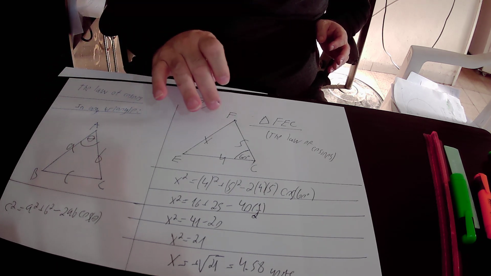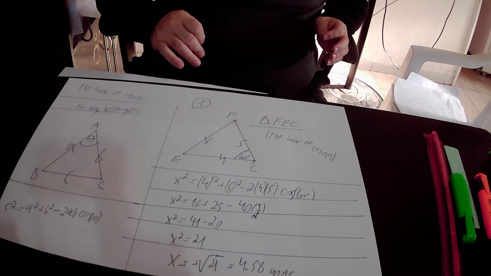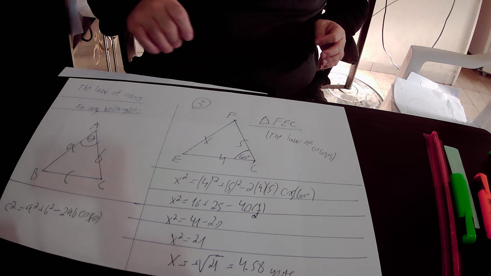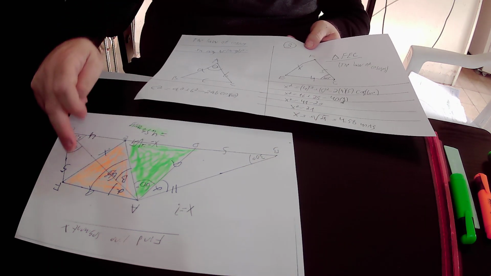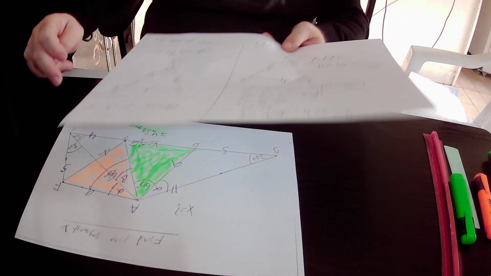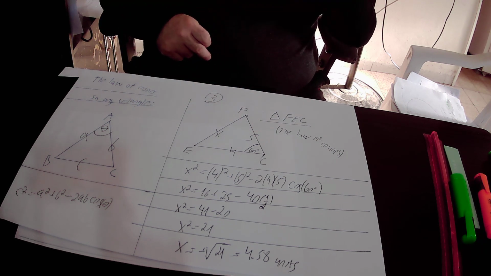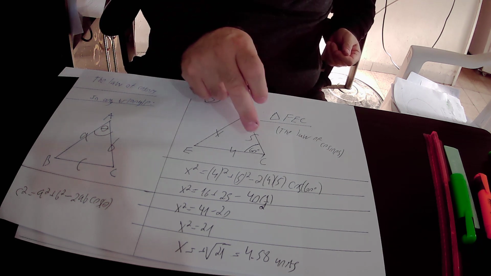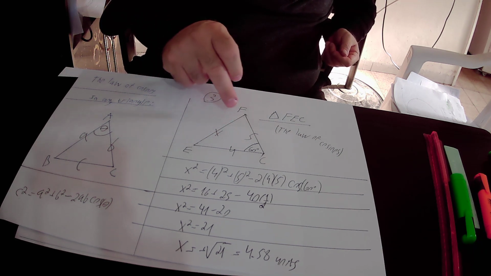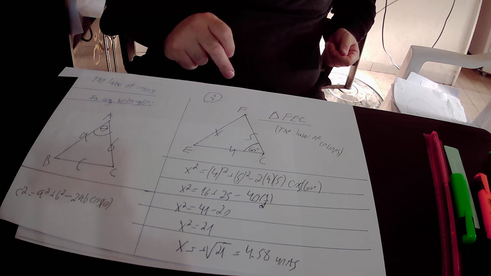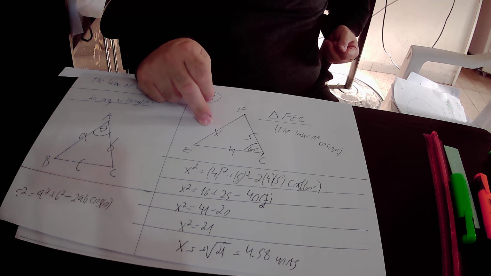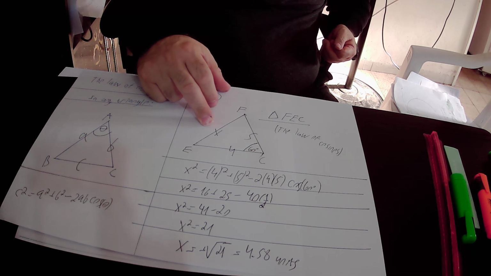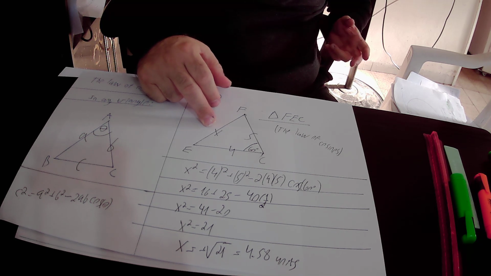So I copied triangle EFC in this page, and we implemented the law of cosines in this triangle EFC. This angle ECF equals 30 degrees plus 30 degrees, that is 60 degrees. Side EC equals 4 units, side EF equals 5 units, and side FE equals X, that is the line segment that we are looking for, X.